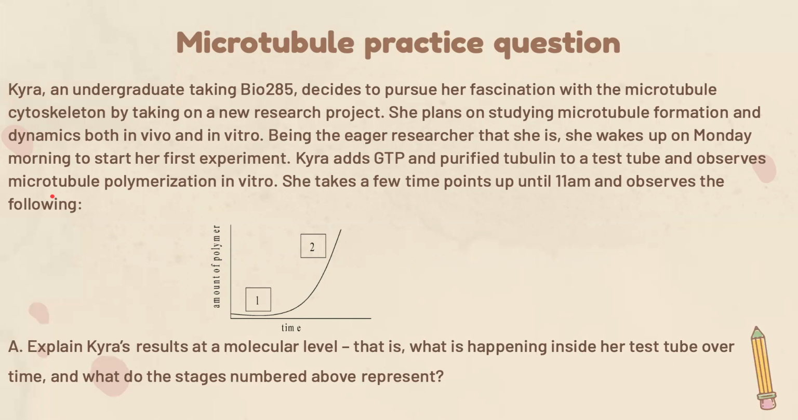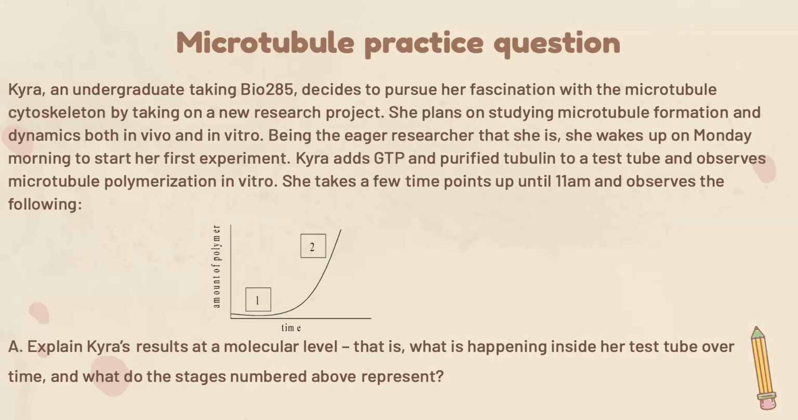All right, so let's see this one. Kyra, an undergrad student taking Bio 285, decides to pursue her fascination with the microtubule cytoskeleton by taking on a new research project. She plans on studying microtubule formation and dynamics, both in vivo and in vitro. Being the eager researcher that she is, she wakes up on Monday morning to start her first experiment. She adds GTP and purified tubulin in a test tube and observes microtubule polymerization in vitro. She takes a few time points up until 11 a.m. and observes the following. So that's the graph that she gets.